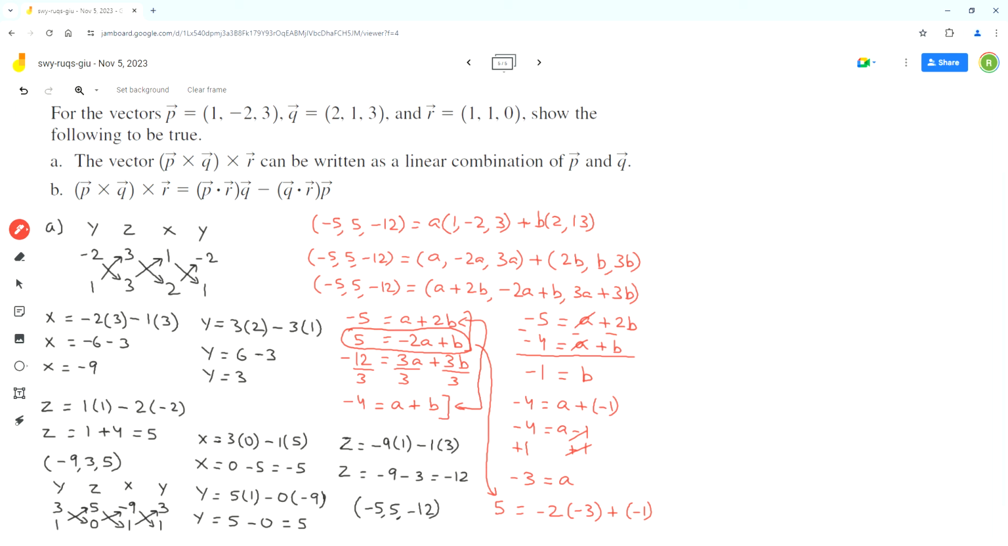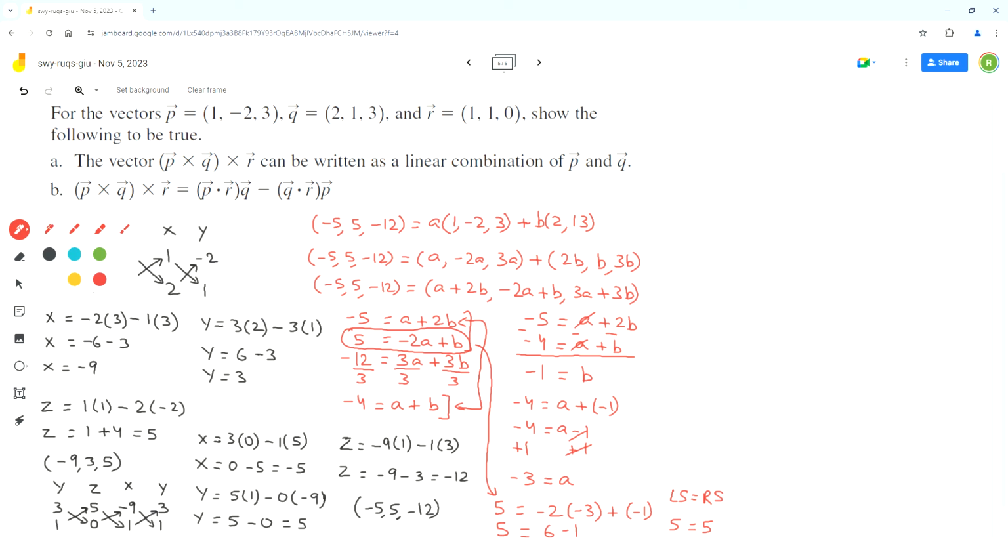Now we have to simplify the right side. So the left side is equal to the right side. That means we have proved that the cross product of P and Q and R can be written as a linear combination of vectors P and Q. So we are done with part A. Now we can analyze part B.